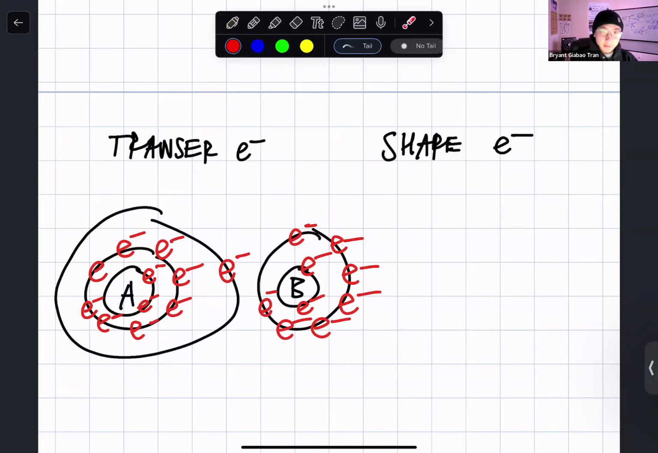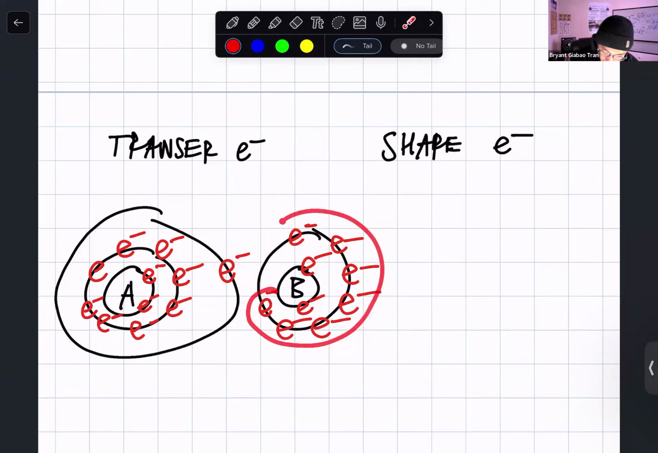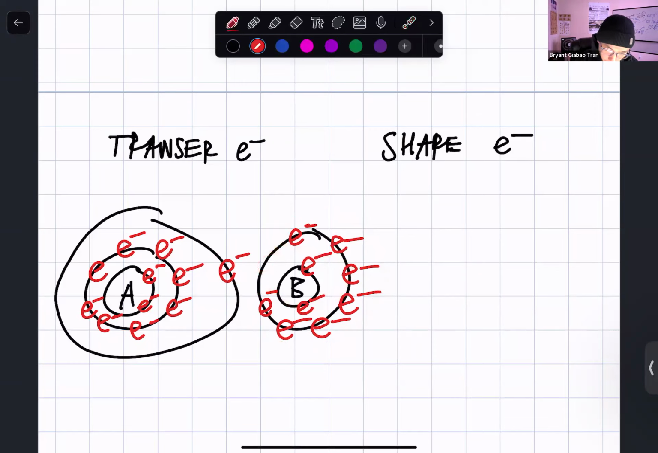Right? So the octet rule is saying that atoms prefer to have 8 electrons in their outermost shell to be full. We see atom A is not fulfilling the octet rule right now because it only has 1 valence electron on the outermost shell, whereas atom B has 7 valence electrons on the outermost shell, so it's missing 1 electron.